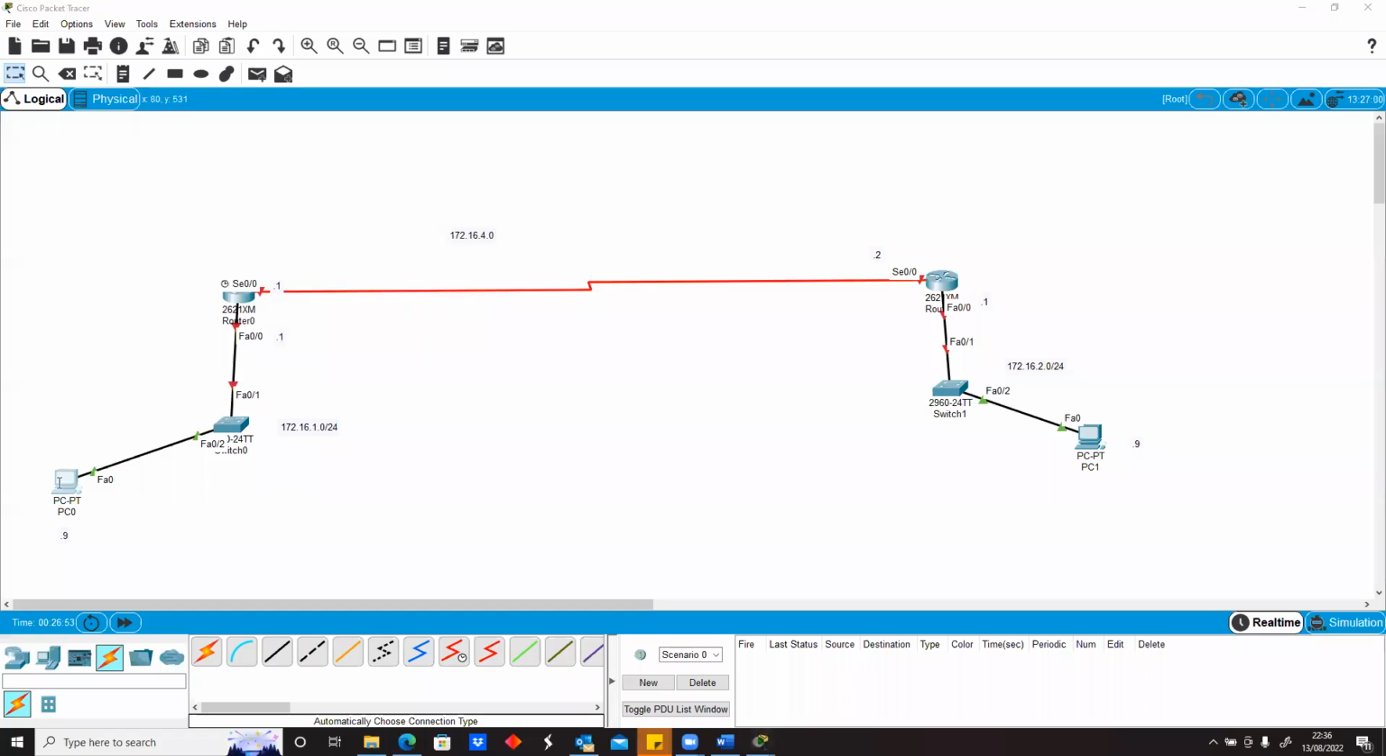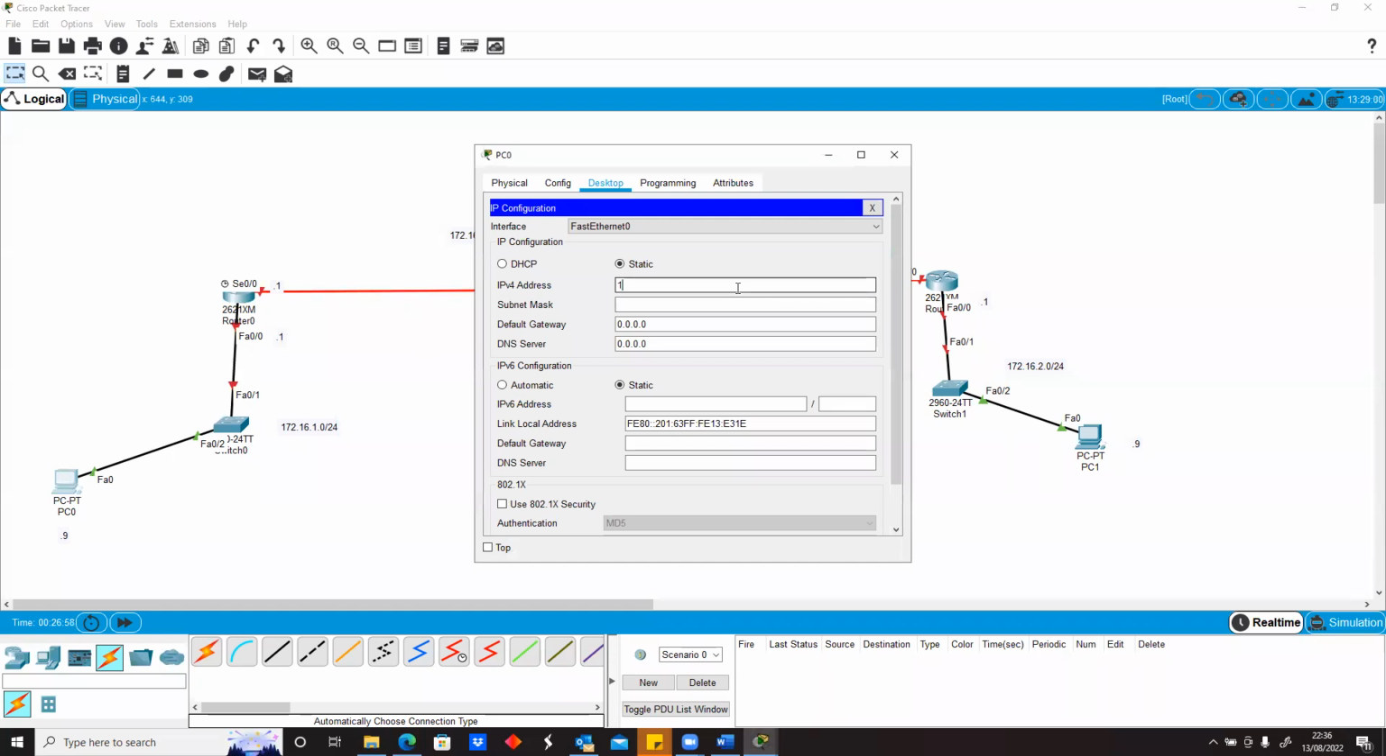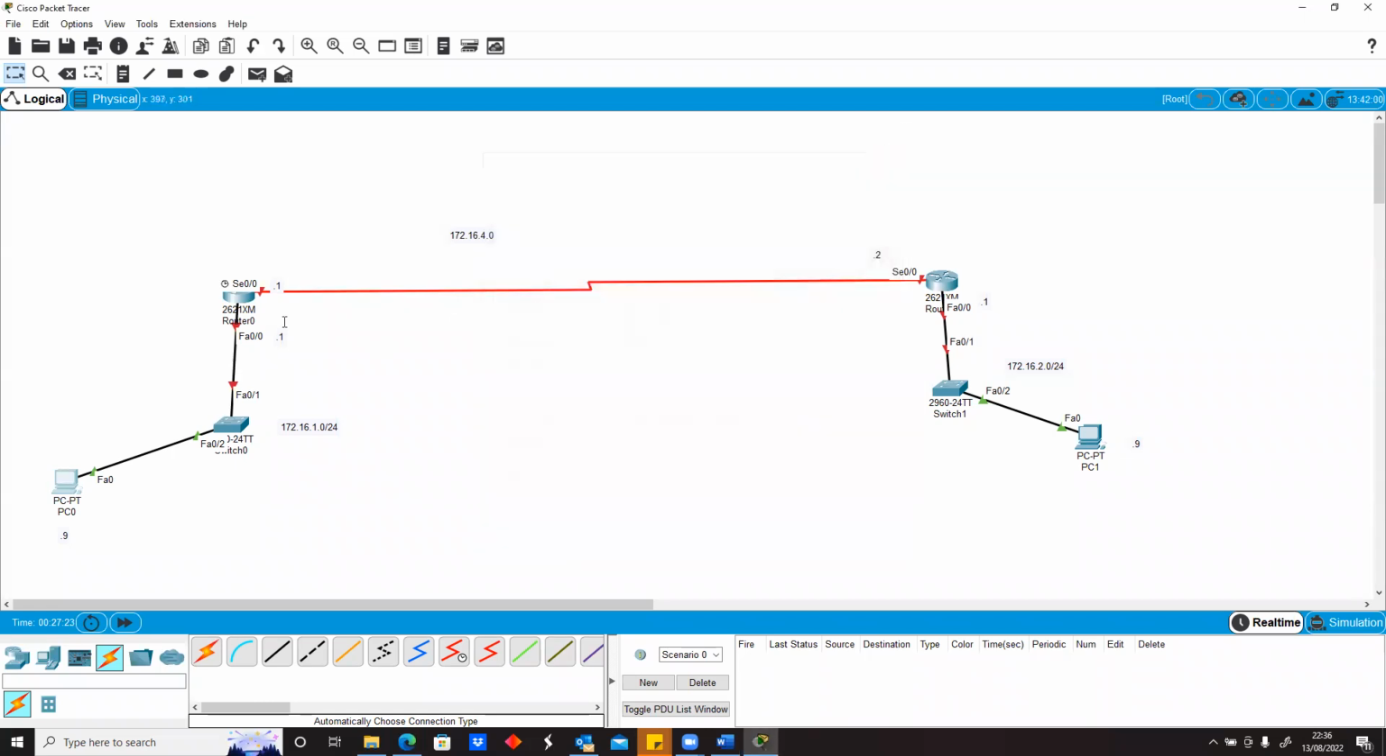So let's just go into our device PC and then assign our IP address 172.16.1.0 with a subnet mask of 255.255.255.0. And then, sorry, I put 172.16.1.1, not 0. Subnet mask 255.255.255.0 and a default gateway of 172.16.1.1. And this is done on this device.